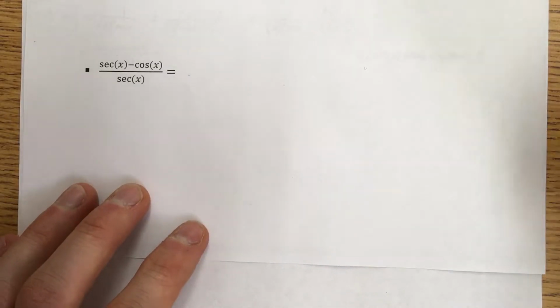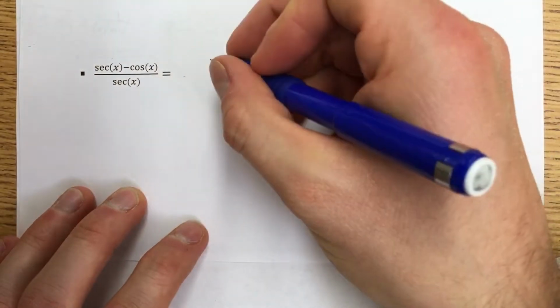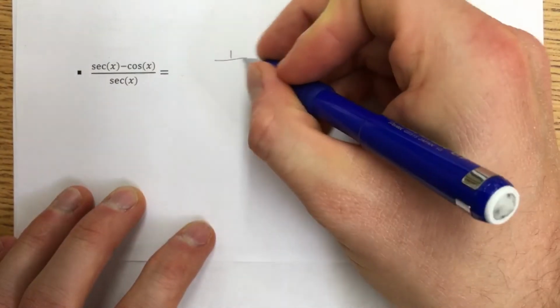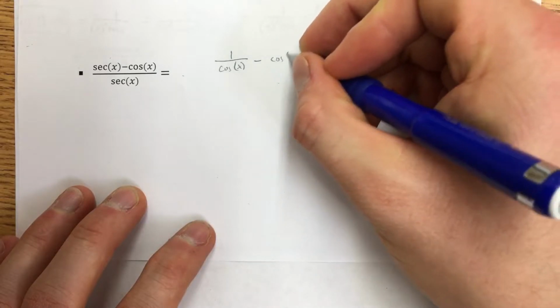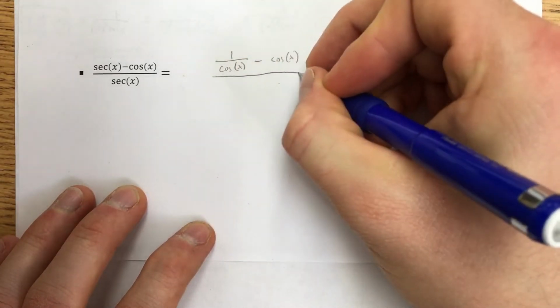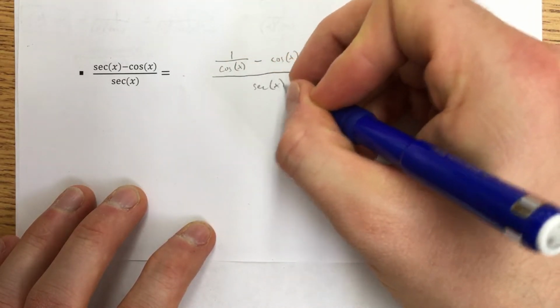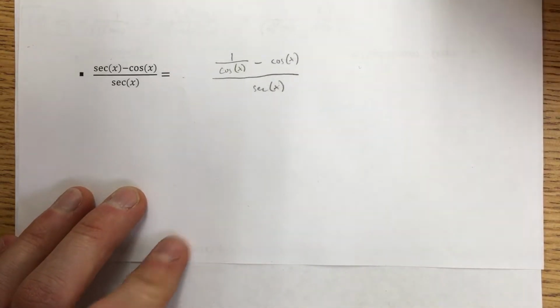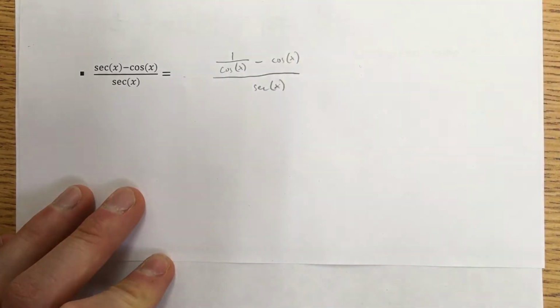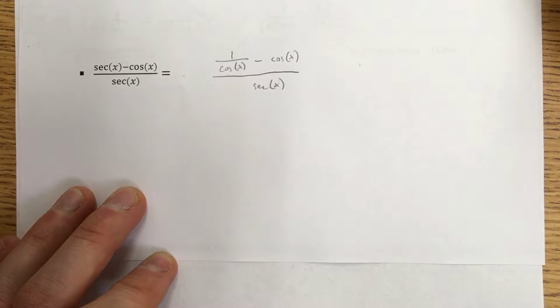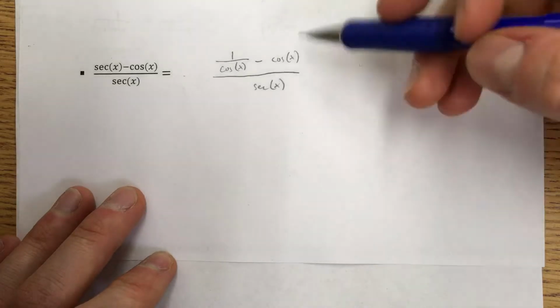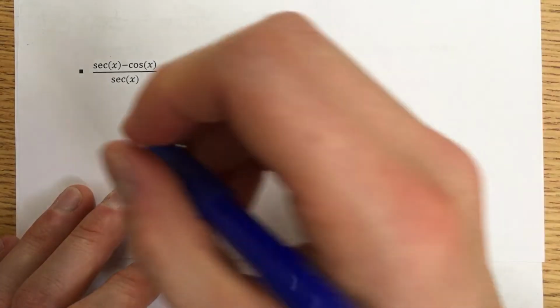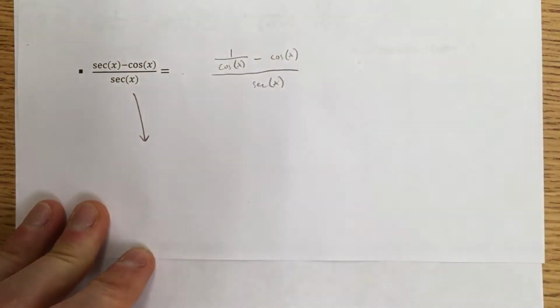One thing is you could change things in the numerator and make secant 1 over cosine. I'm personally not a fan of this because then you have a fraction over a fraction. Maybe that helps you to simplify, but I think then you have to get a common denominator, all those things. I would recommend doing this.